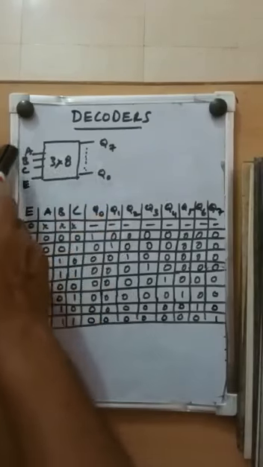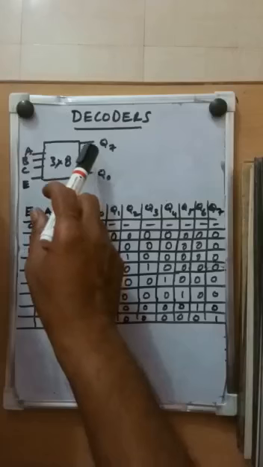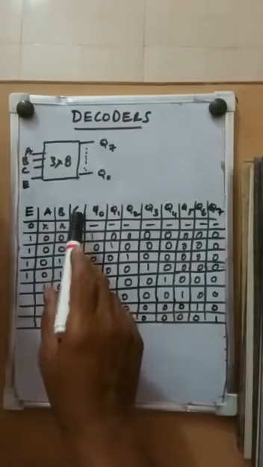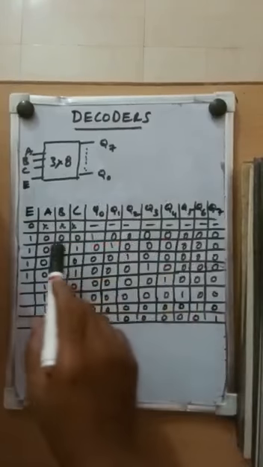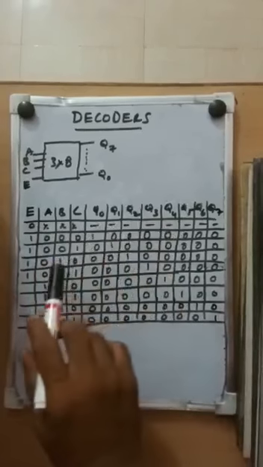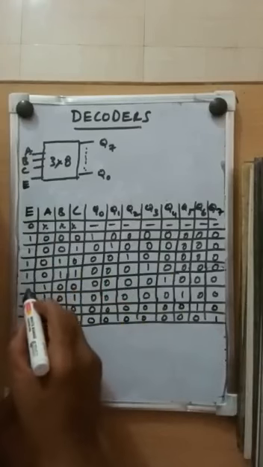We have three inputs, A, B, C, and enable, and outputs Q0, Q1, Q2, Q3, Q4, Q5, Q6, Q7, 8 outputs. So A, B, C are the inputs, and Q0, Q1, Q2, Q3 and so on are the outputs. Here, if enable is 0, nothing will be enabled. If it is 1, then it starts working.